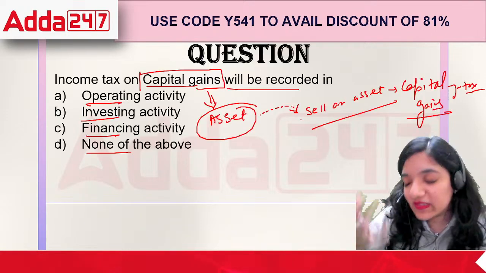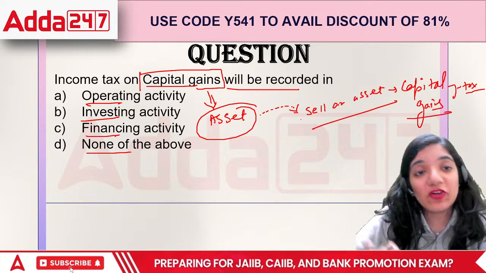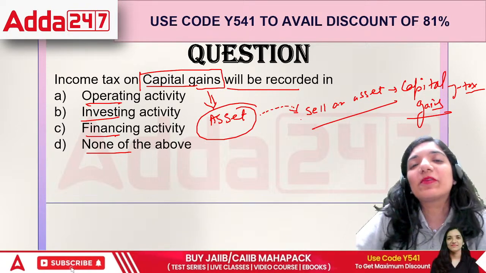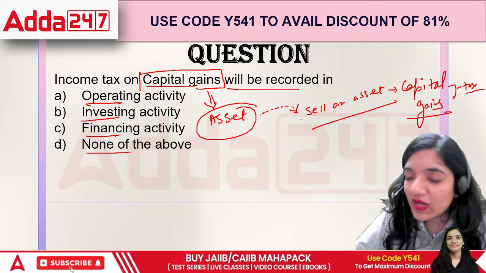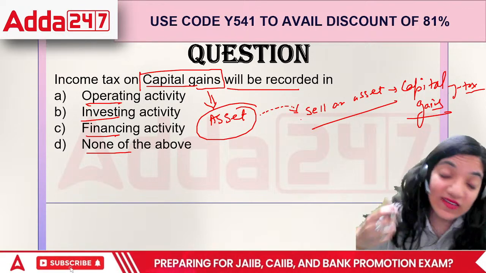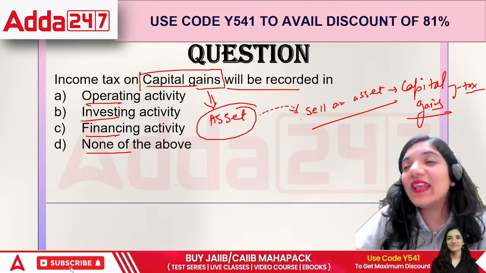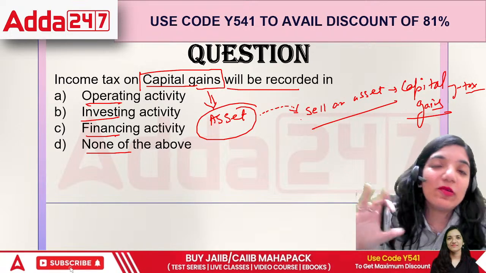Sorry, it is investing activity. I was just telling the correct point and then said the wrong one. When we talk about income tax on capital gains, capital gains is made when you are selling an asset. That is an investing activity. When you purchase an asset, you lose money. When you sell an asset, you gain money. It's all about the money now.